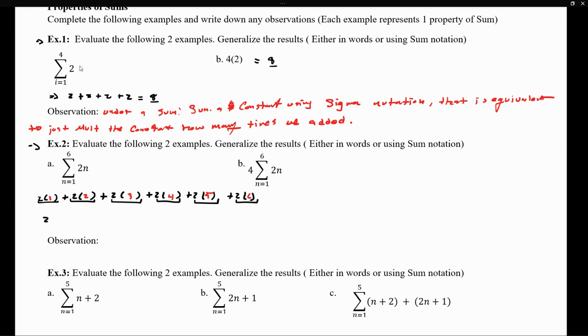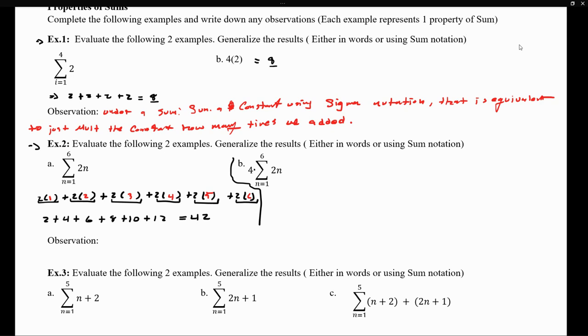Okay, so we got 2 plus 4 plus 6 plus 8 plus 10 plus 12. And that is equivalent to just 42. Okay, so let's put this aside.